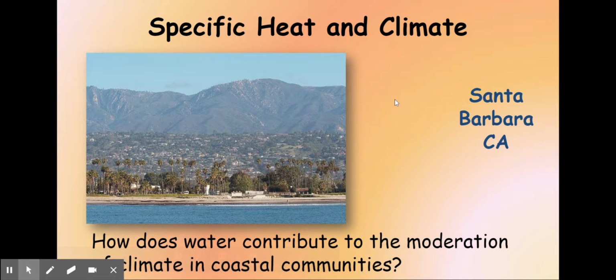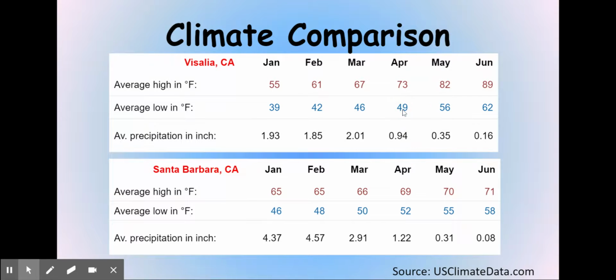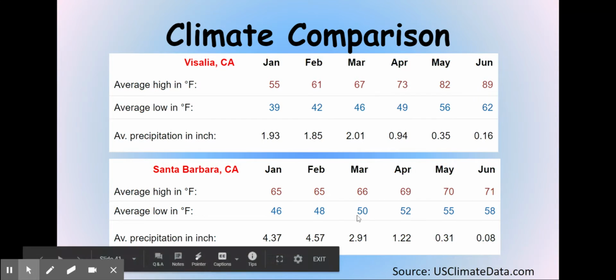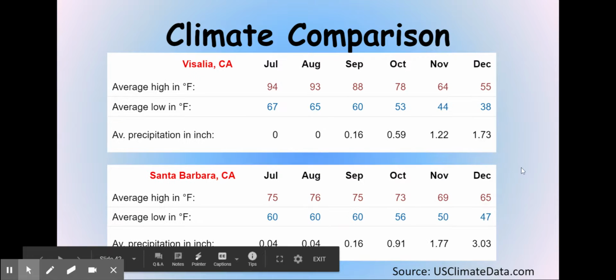Specific heat and climate. So how does water contribute to the moderate climate in coastal communities? We're comparing Santa Barbara to an inland community, kind of like Hemet versus Oceanside. So you'll see that the temperature range tends to be a lot bigger inland. It gets hotter and then colder because we're surrounded by rocks. And in the coast, like Oceanside or Santa Barbara, it doesn't get as hot and it doesn't get as cold either, because that water is going to stabilize the temperature.